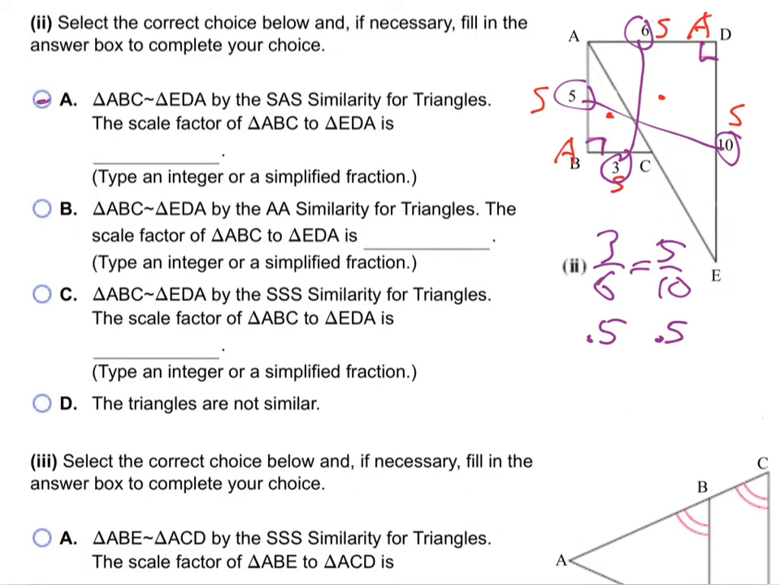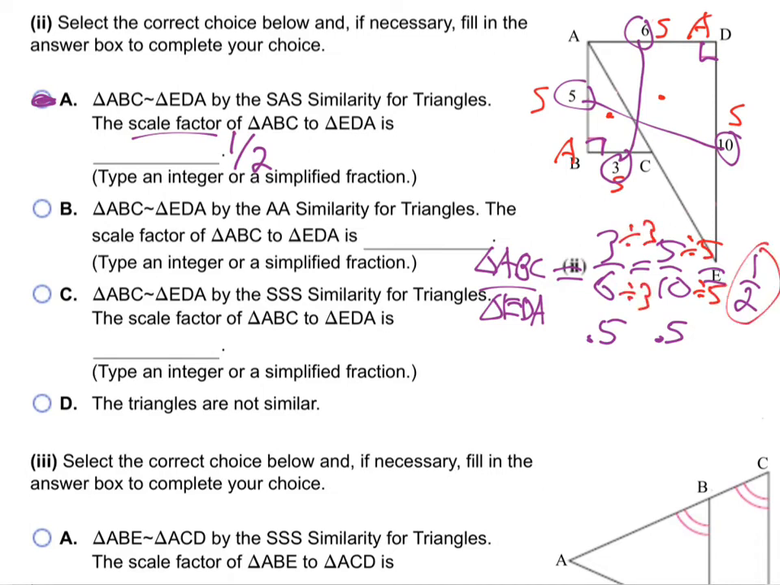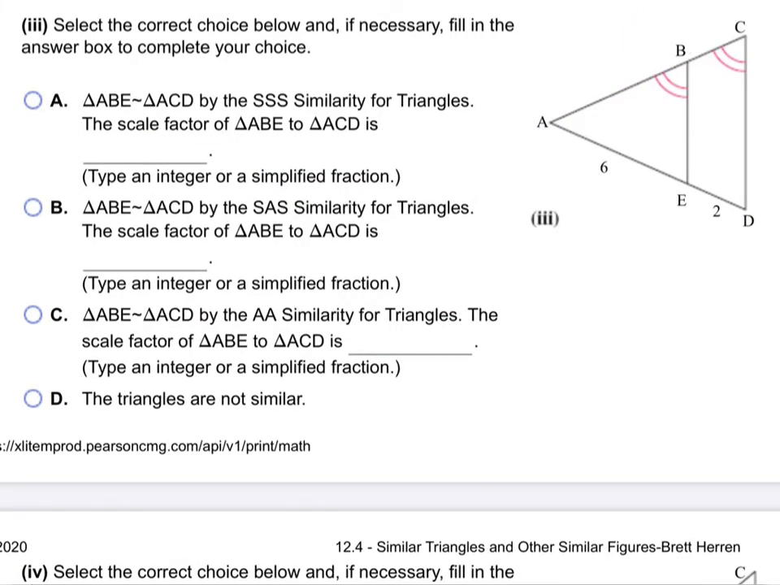So by side angle side, what is the scale factor of the small triangle, triangle ABC, to the big one, triangle EDA? Well, it's 3 over 6, which reduces to a half. If you reduce any of those fractions, if you divide top and bottom by 5, you get a half, or divide top and bottom by 3 on this one. Either way, you get a half. That's the reduced, simplified fraction. There is a half.